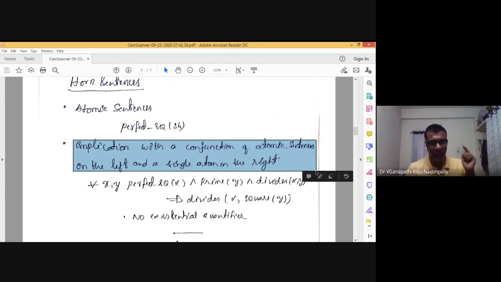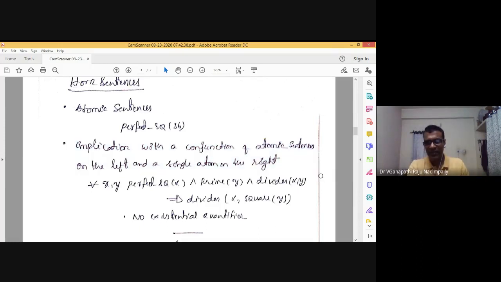Note the point: they should not have an existential quantifier, but they can have a universal quantifier. Is it okay for everyone? Hello? Yes, sir.